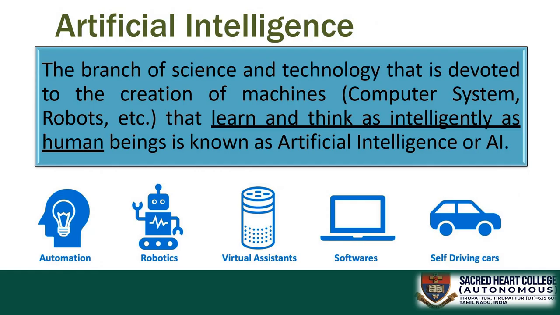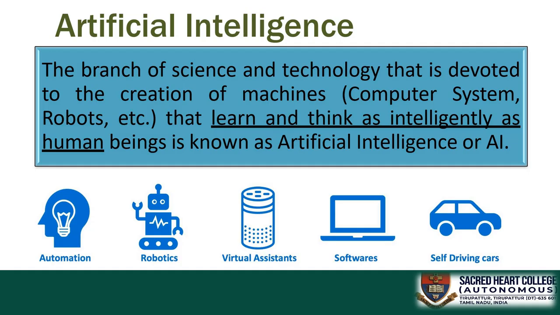Okay, so there's a definition given here. What is artificial intelligence? A branch of science and technology that is devoted to the creation of machines that learn and think as intelligently as human beings is known as artificial intelligence.